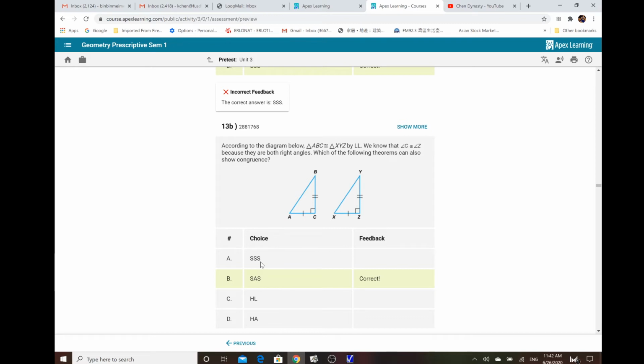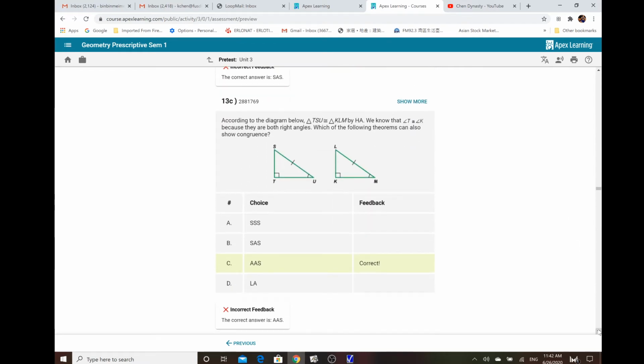Obviously, it cannot be SSS, because that includes the hypotenuse, and we don't know anything about the hypotenuse. It cannot be hypotenuse and leg. Again, we don't know anything about the hypotenuse. Hypotenuse and angle? There's only one pair of right angles. We're not quite sure about the acute angle here.